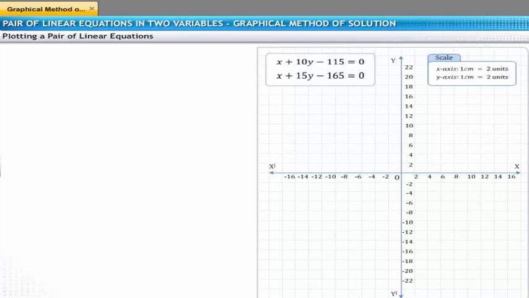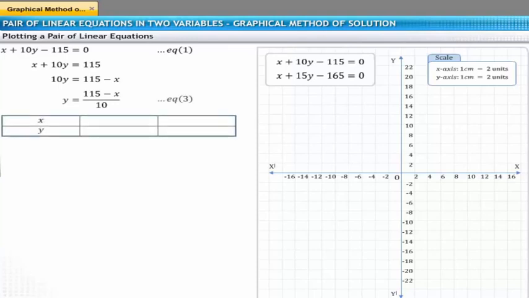In order to plot the linear equations in two variables, we will have to find at least two ordered pairs for each of the linear equations. Let's consider equation 1. Next, we'll regroup the equation such that y is the subject, or y is on the left-hand side of the equation. Let's call this equation 3. Now, by taking values for x and substituting them in equation 3, we can obtain the corresponding values for y. In this case, we are taking the values of x as -5 and 5.